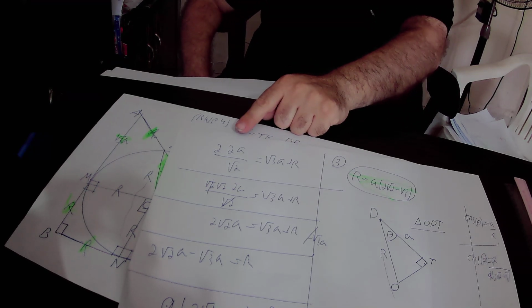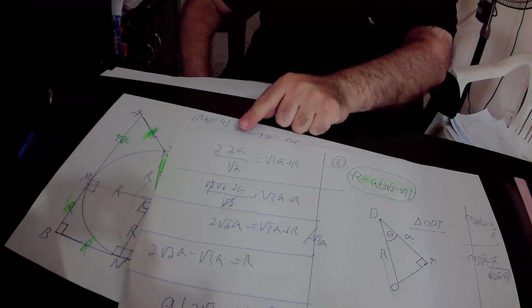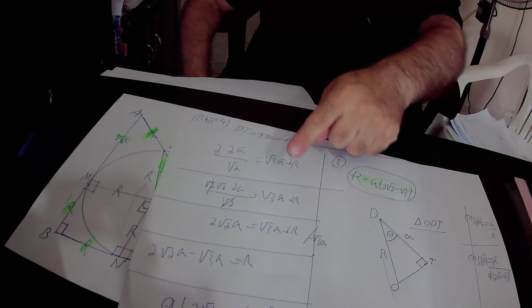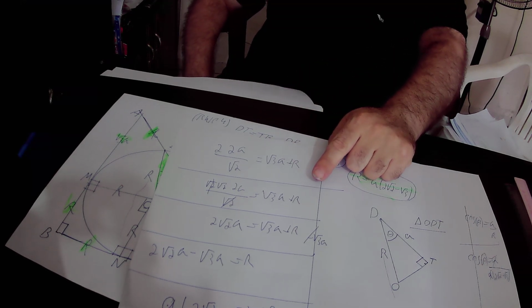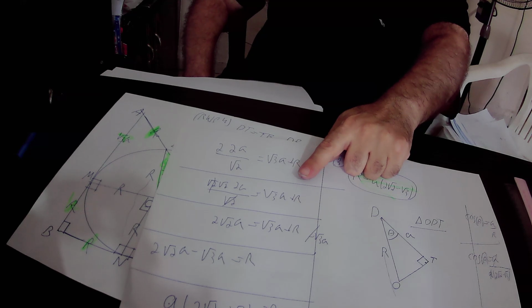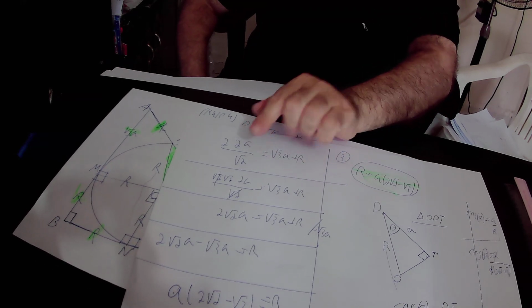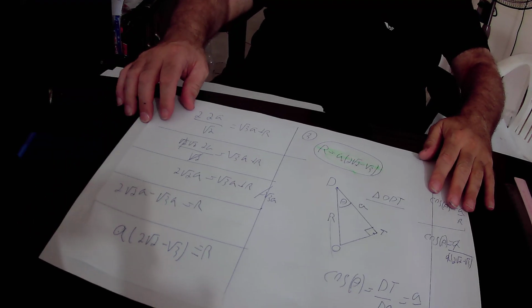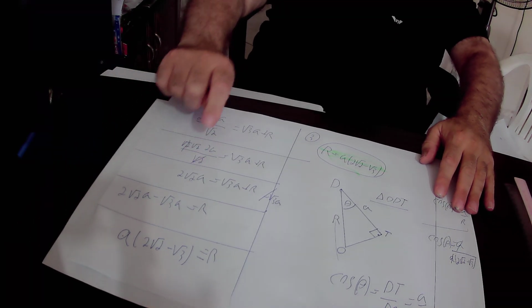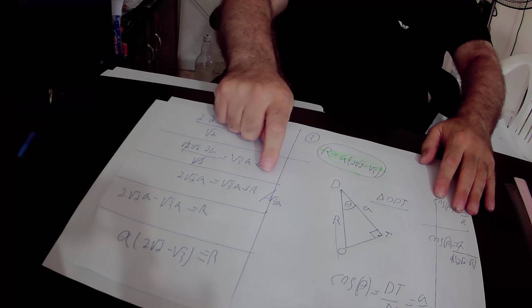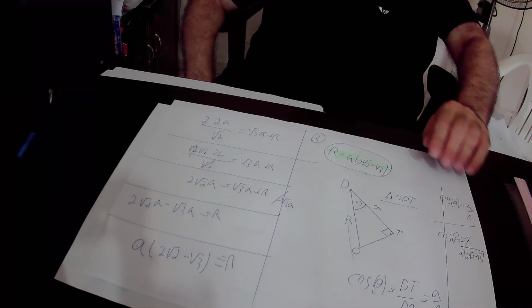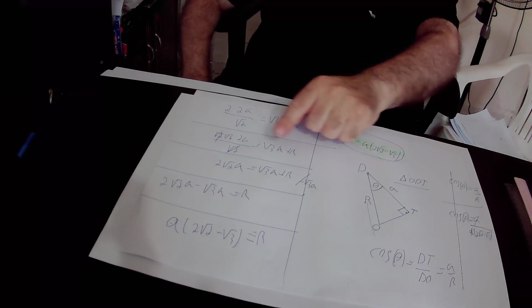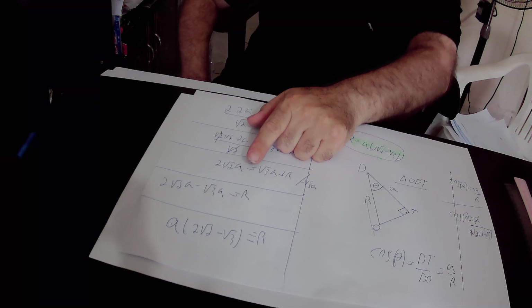Here we substitute 2 by square root of 2 times square root of 2, and found that square root of 2 times square root of 2 times 2A over square root of 2 equals square root of 3 times A plus R. We have square root of 2 in the numerator and square root of 2 in the denominator, so square root of 2 will get cancelled and we are left only with 2 times square root of 2 times A, that is equal to square root of 3 times A plus R. Here we subtracted square root of 3 times A from this equation and found that 2 times square root of 2 times A minus square root of 3 times A equals R.